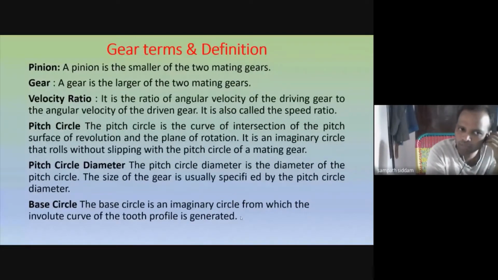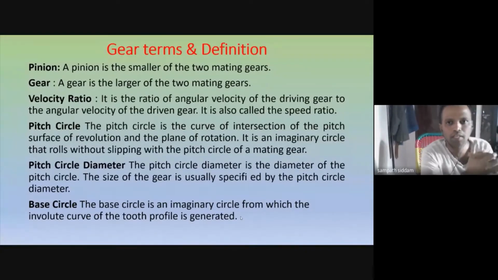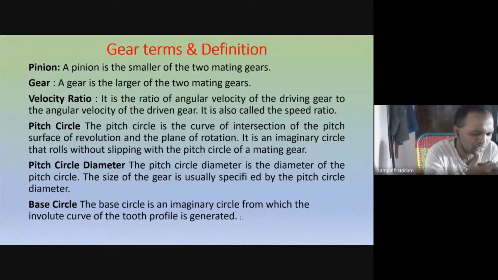Next is the velocity ratio. It is the ratio of the angular velocity of the driving gear to the angular velocity of the driven gear. Sometimes we call it the speed ratio. Usually if the velocity ratio is small, we go with gear drives. But in the case of belts, it should be higher. Sometimes the driving one runs at slower speeds, the velocity ratio is low, and you can also go with gear drives.